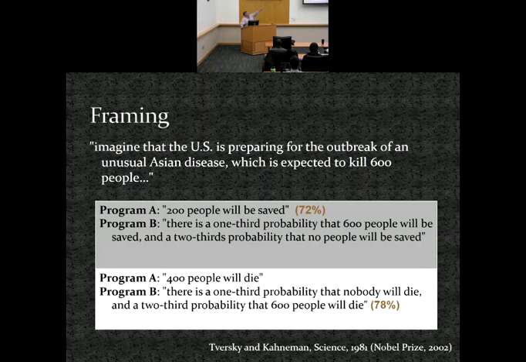When you frame them as gains, 3/4 of people choose the conservative option. When you take the same thing and frame them as losses, 3/4 of people choose the risky option. And this is partly what they won the Nobel Prize for. This is prospect theory, showing that we don't really make decisions in an expected utility sort of way. We make decisions based on other things, like framing. And so this is partly what they've shown.